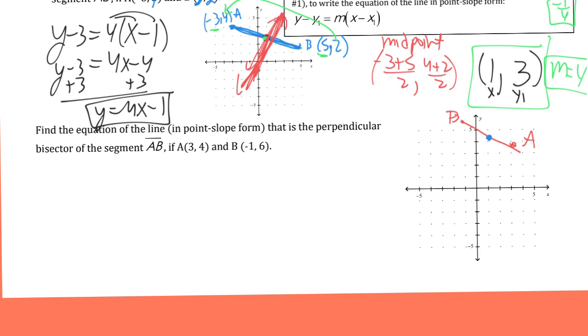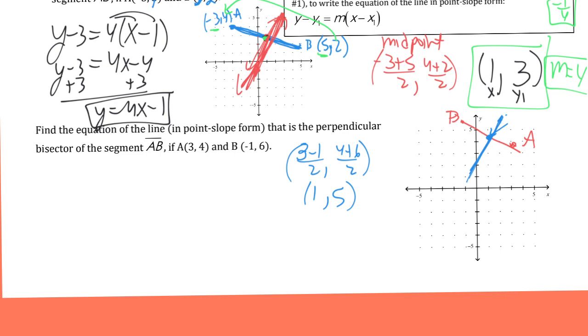And so the midpoint between these is going to be 3 and -1 added together, and then 4 and 6 added together, divided by 2. And that's going to be 1 and 5. And check it out. Does it look like that's the midpoint? Well, yeah, it does. Okay, so that's the point we're going to use for our new line. And it should be perpendicular to this segment. Okay, so it's going to be like this.